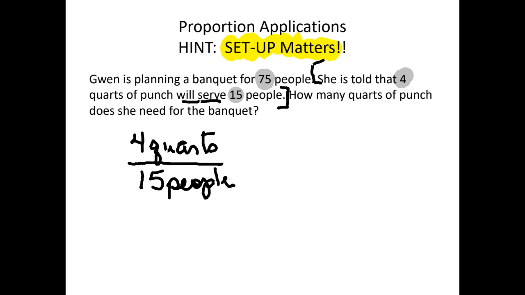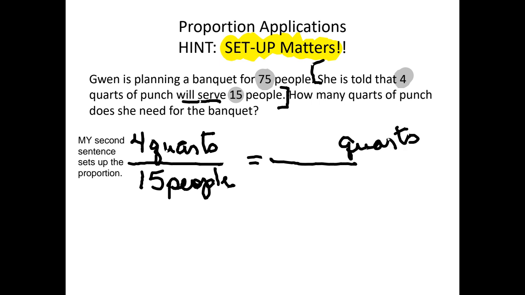My second sentence sets me up. Okay. My second sentence sets up the proportion. Now, remember, to find a true proportion, remember what we had to do? The first step said the increments have to be in the same position. Increments have to be in the same position.